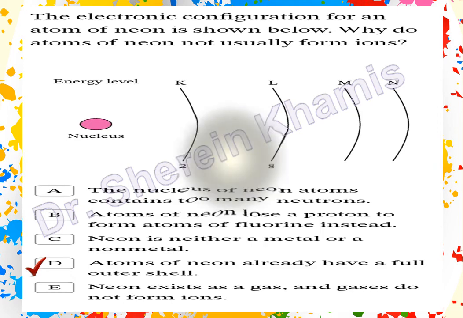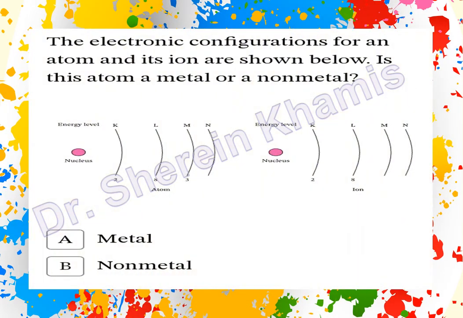Okay, we are going to question number 9. It says that the electronic configuration for an atom and its ion is shown below. Is this atom a metal or a non-metal? We have here an atom whose outermost energy level contains only 3 electrons. So it loses these electrons and changes into a positive ion. This means that when we lose electrons, we are a metal. So the right answer will be letter A, metal.